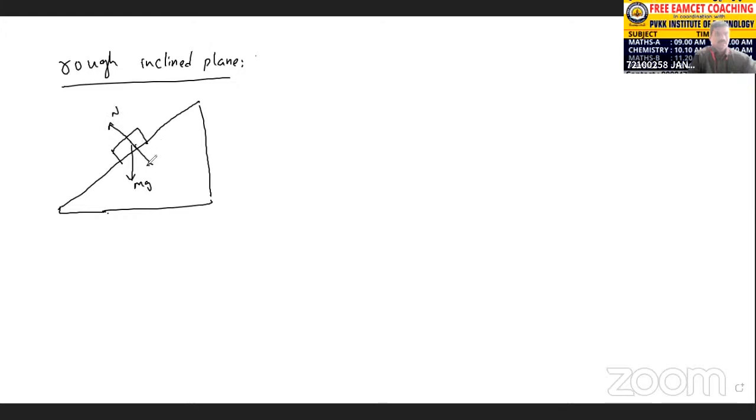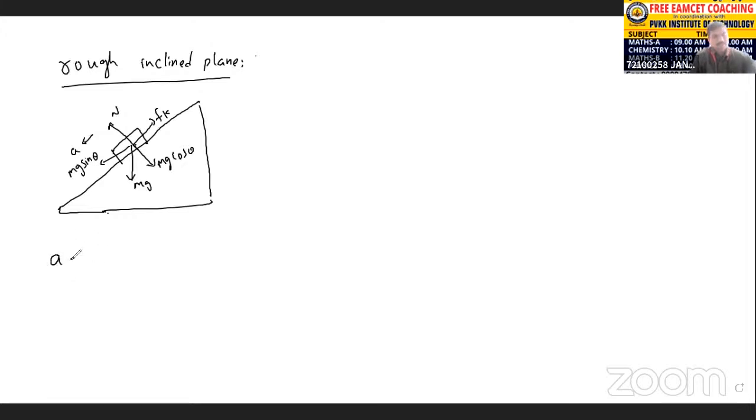This weight is divided into two components: one is mg cos theta, another one is mg sin theta. So while sliding down, the frictional force Fk acts in the upward direction. The body moves with acceleration a in the downward direction.